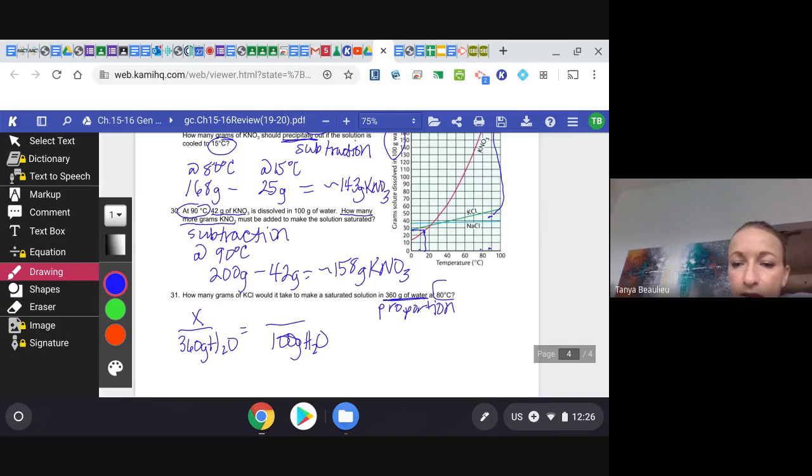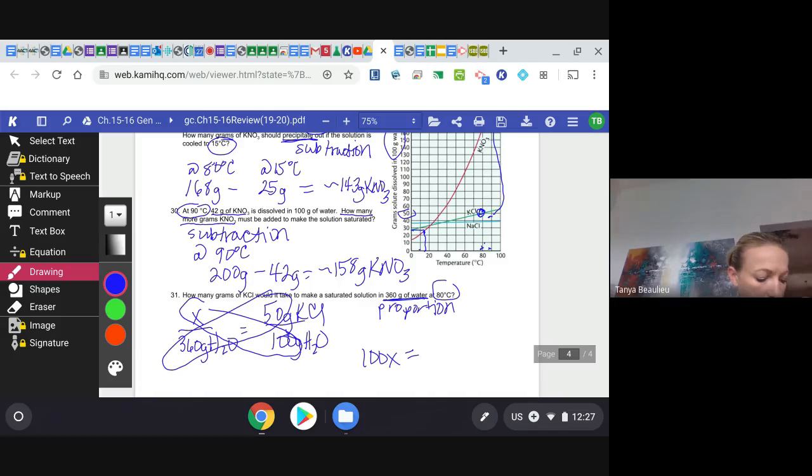at 80 Celsius, so we find 80 Celsius and we find KCl right there. I can hold about 50 grams of potassium chloride. Well, how much could I hold in 360 grams of water? What I need to do here is cross multiply. X times 100, so 100x, equals 50 times 360. And 50 times 360 is 18,000.